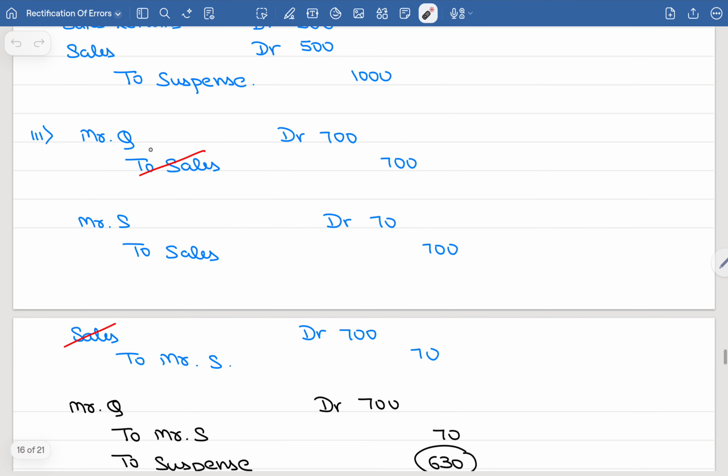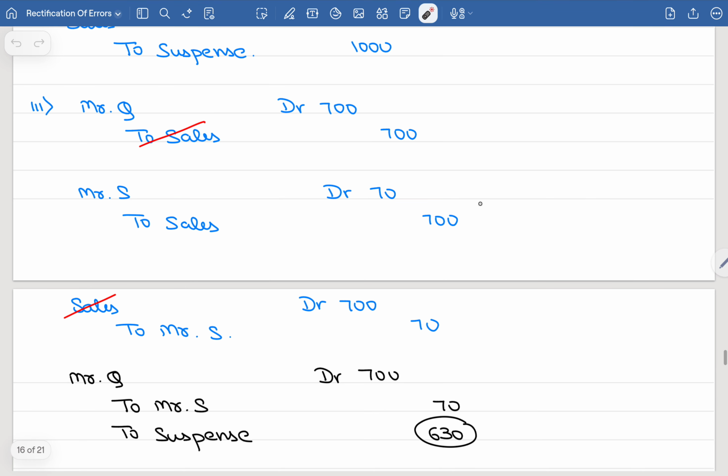So correct journal entry, Mr. Q account debited to sales account rupees 700 and 700. We will write the amount also in this question. What they have done? They have debited Mr. S account rupees 70 only, not 700. Sales account is correctly credited 700, not an issue. So we have to reverse this journal entry. If I reverse this journal entry, sales account is credited here, it will be debited back. Mr. S account debited by 70, it will be credited by 70.